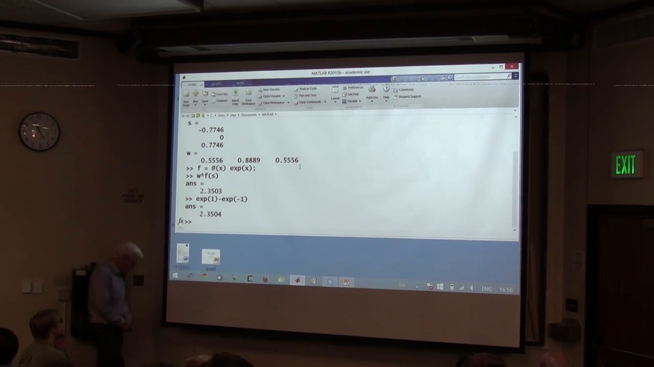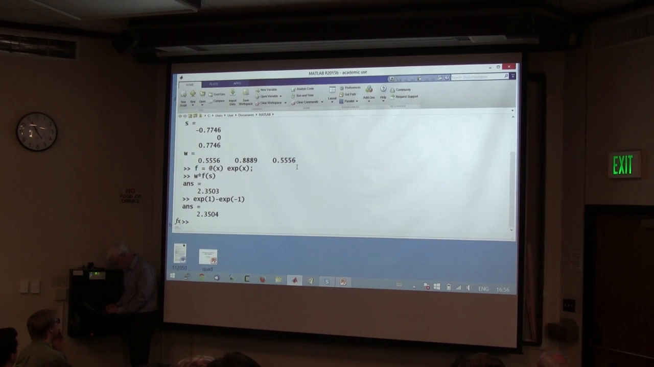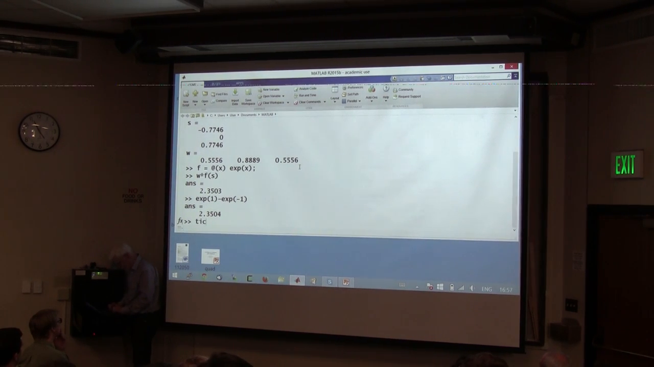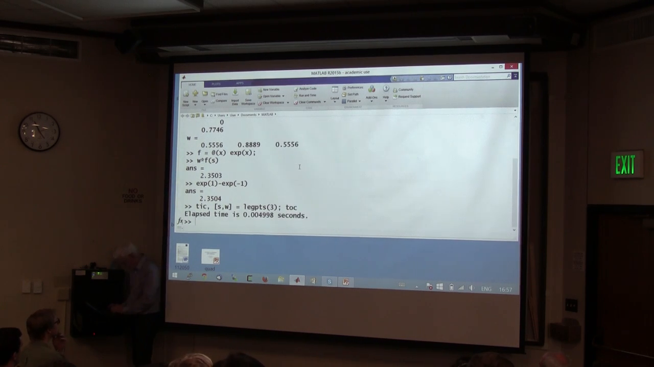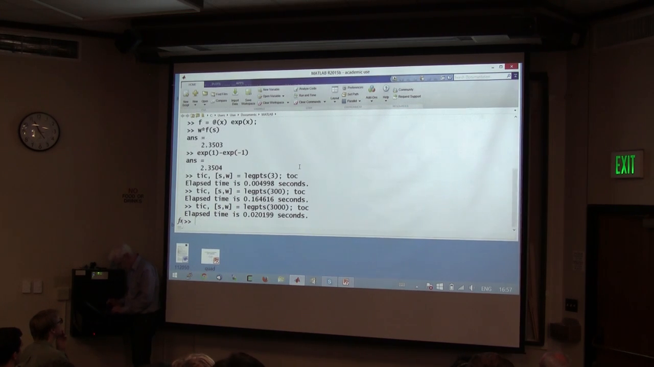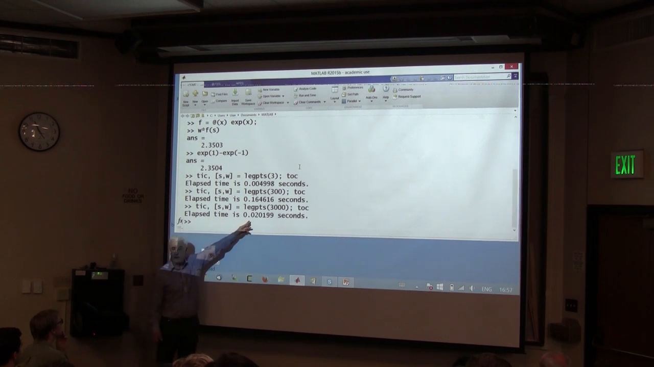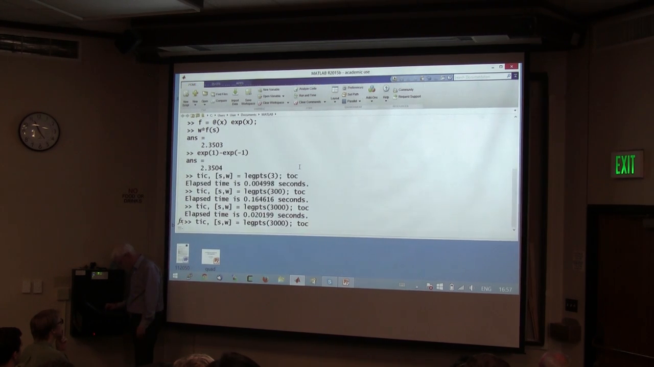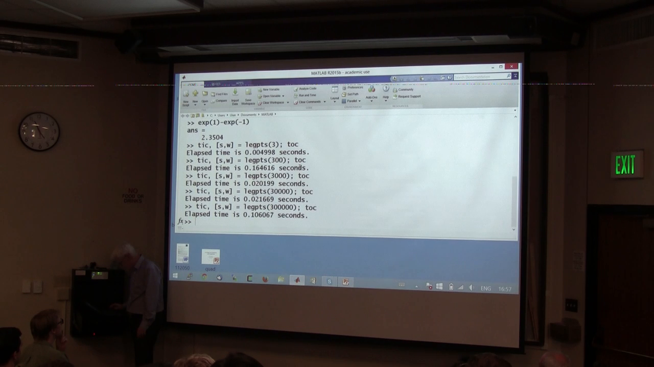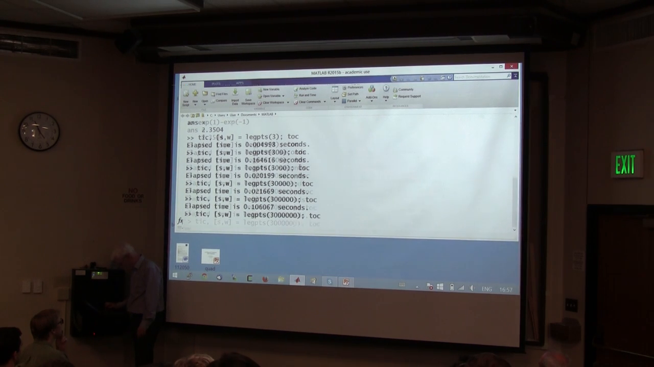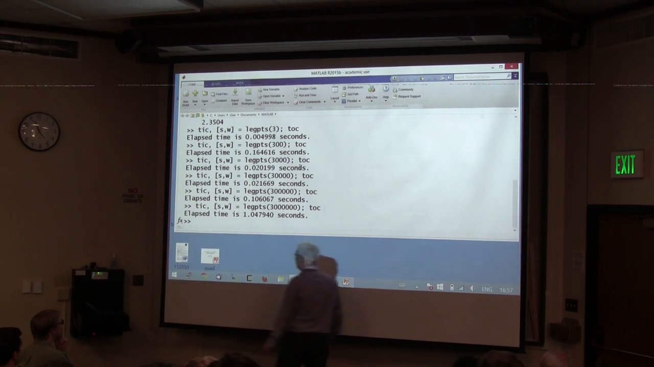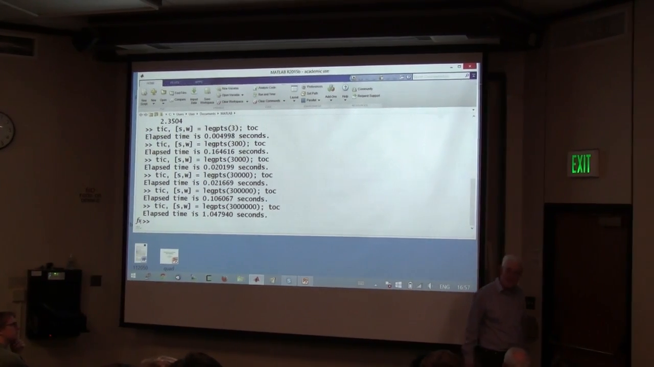What if you took more points? Well, let me show you the speed of the current algorithm. So what I'll do is I'll say tic, and then I'll say s w equals leg points of 3, toc. Now, you can never measure fast things effectively, so let's change 3 to 300, or let's change it to 3,000. So this already is something that Golub never saw anything like, and he would have thought it was not feasible to do that. But on this old laptop, it's pretty fast. What's that, 300,000, 3 million? So that takes some time. So 3 million points in 1 second.